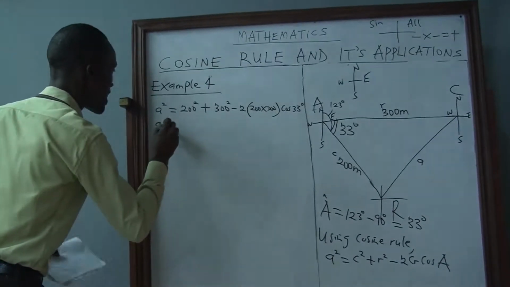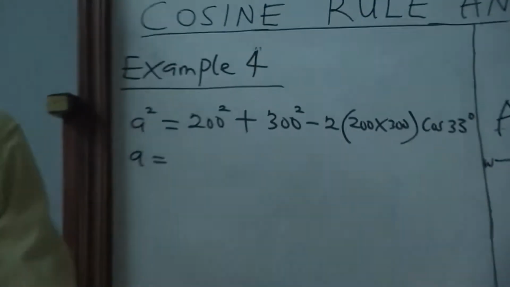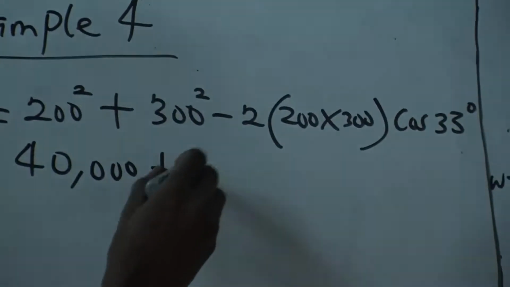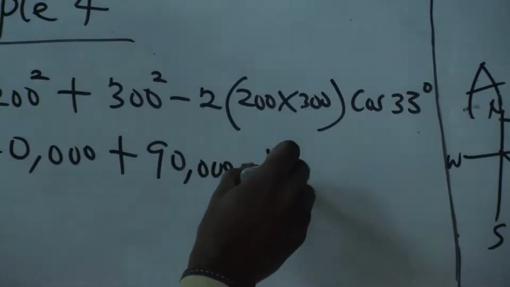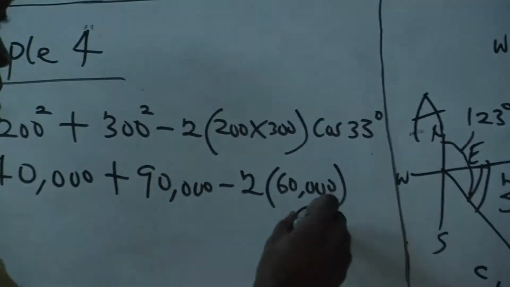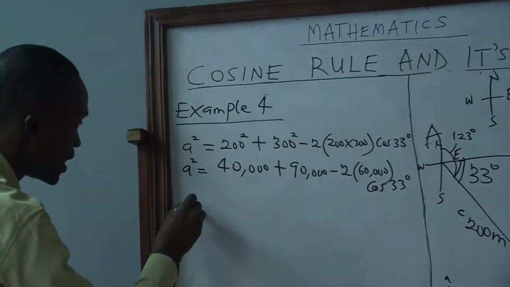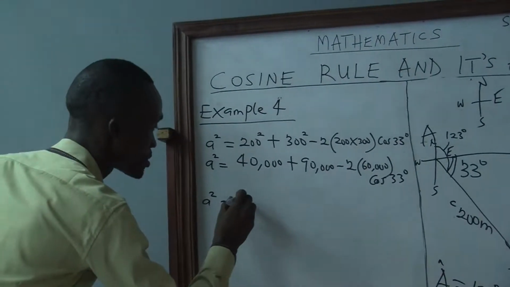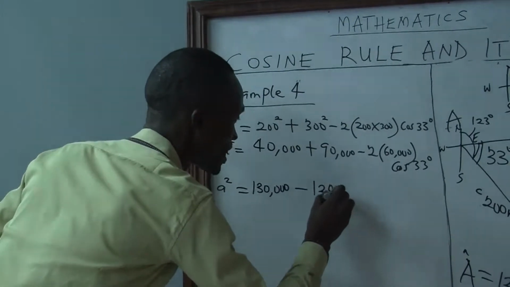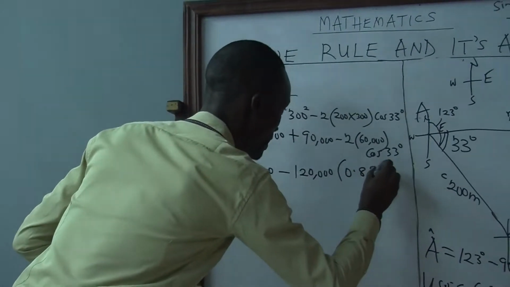So from there, a square is 40,000 plus 90,000 minus 2 into 60,000, then cos 33 degrees. A square will be, the addition of these gives us 130,000, minus 120,000, then cos 33, which is 0.8387.